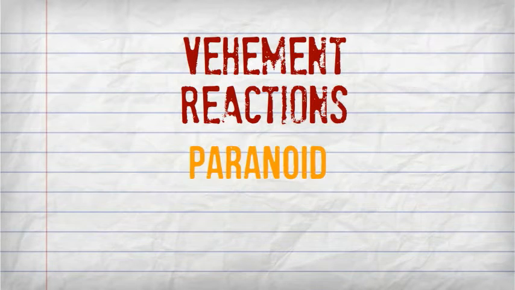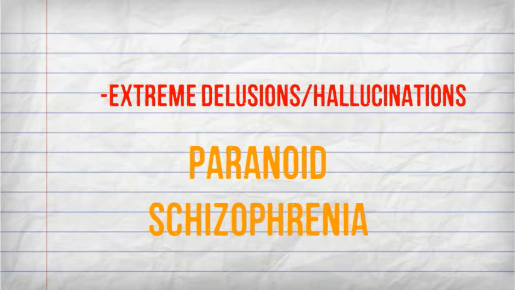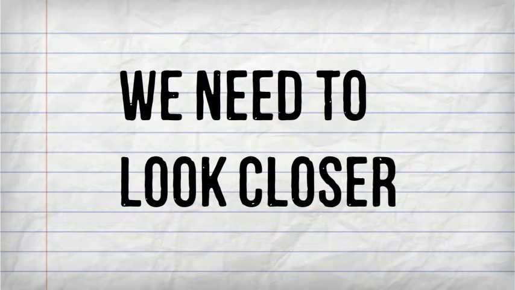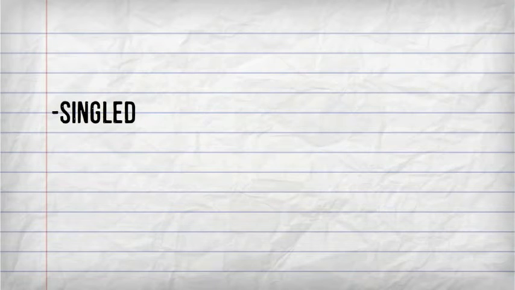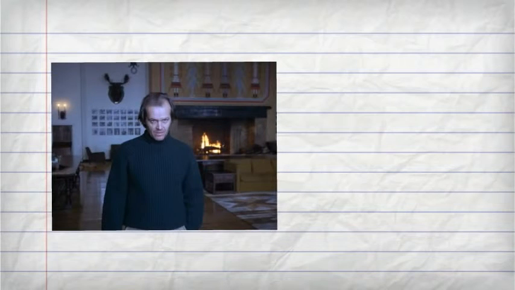Jack reacts to these creations with such vehemence that he seems to be suffering from paranoid schizophrenia. This is a mental illness defined by extreme delusions and hallucinations. It's a pretty extreme claim, so in order to fully diagnose him, we need to look closer. A common symptom among paranoid schizophrenia is that you've been singled out for harm, and we see this time and time again. He was actively chased down by the hallucinations of inanimate objects.